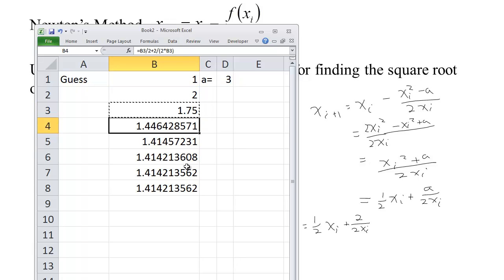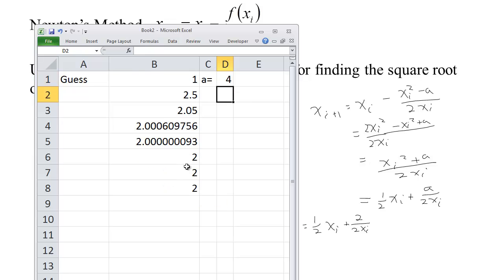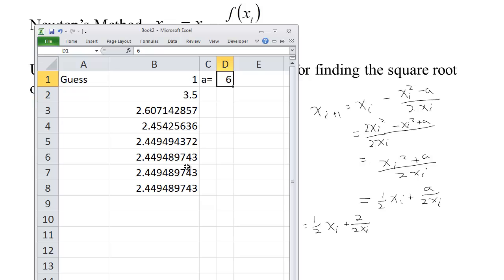So now let me paste that down a little ways, and we've gotten it to converge. So now setting it up this way, I could find the square root of any number. Let's see, square root of 4 will be 2, square root of 5, square root of 6. So it just automatically updates all the cells when I change that. So see, it's usually only taking 5 or 6 guesses for this to converge.